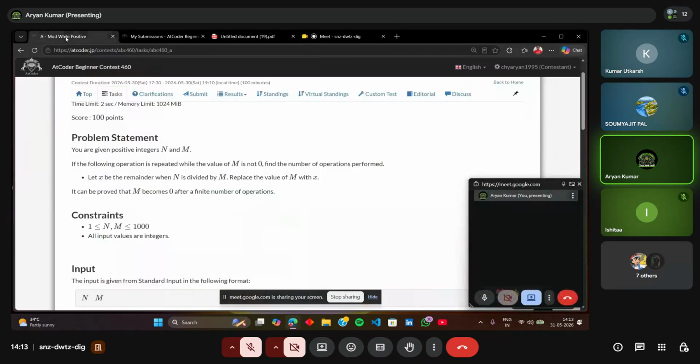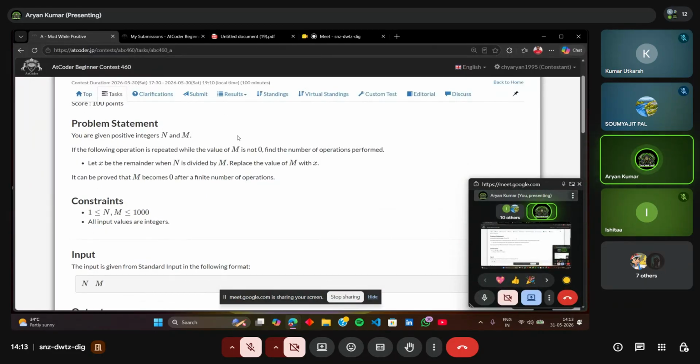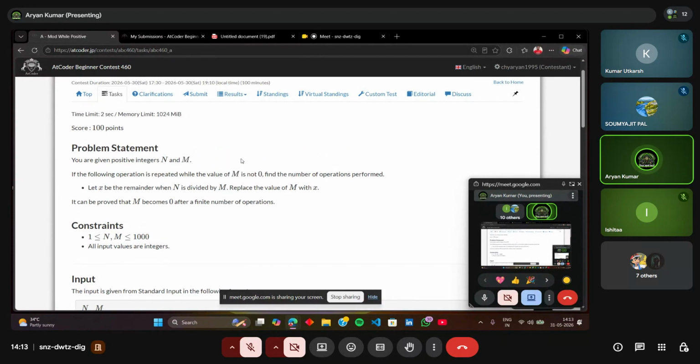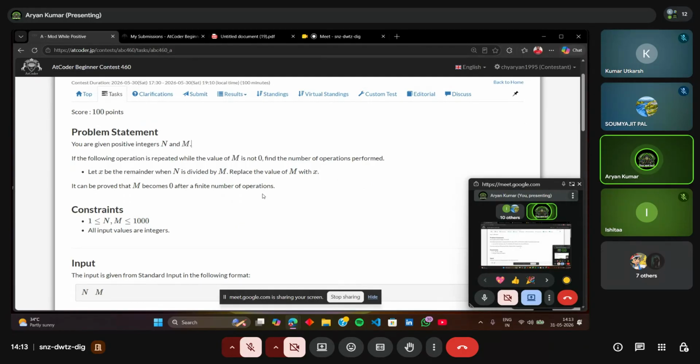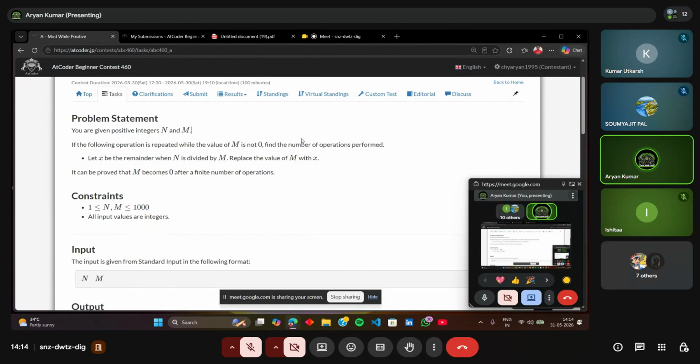Okay, so we will first discuss yesterday's AtCoder contest. This is our first problem, and it is a very simple problem. You are given two positive integers, n and m, and we have to perform an operation multiple times until m is 0. The operation is to divide n by m, and each time we divide n by m, we replace m with the remainder that we got.